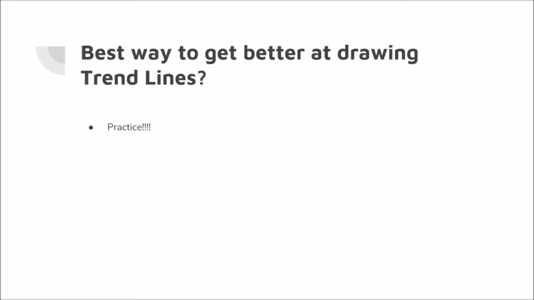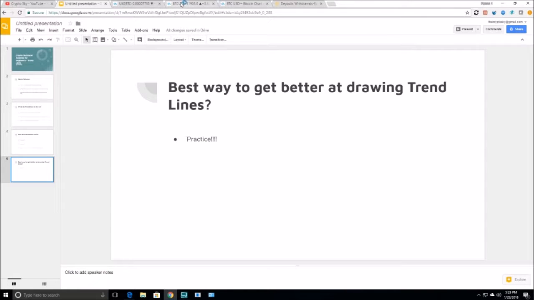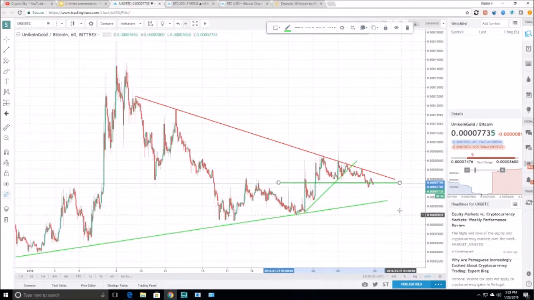So what's the best way to get better at drawing trend lines? Really, the only way to get better at drawing trend lines is to actually draw trend lines. In other words, you need to practice. So I'm going to take you over to TradingView real quick and show you just a little chart that I came up with for Unicoin Gold compared to Bitcoin.